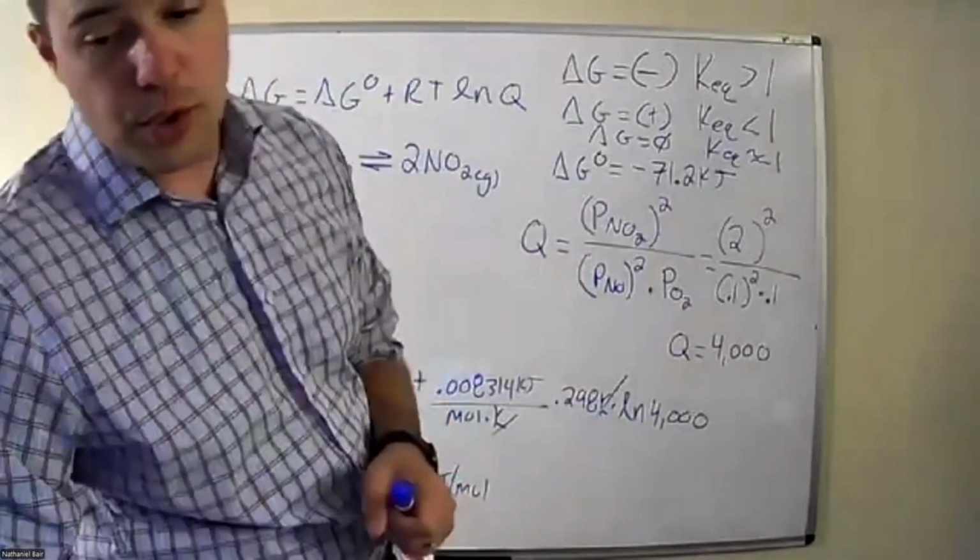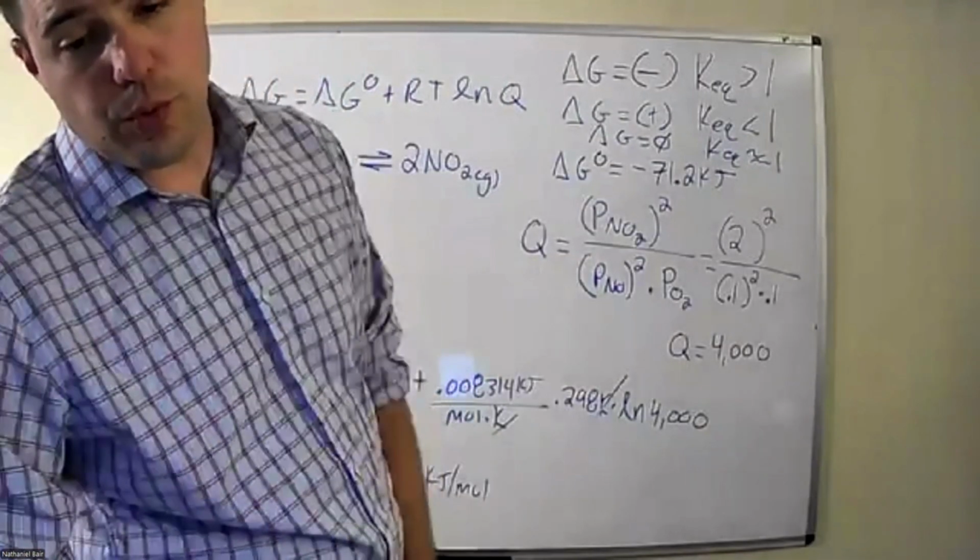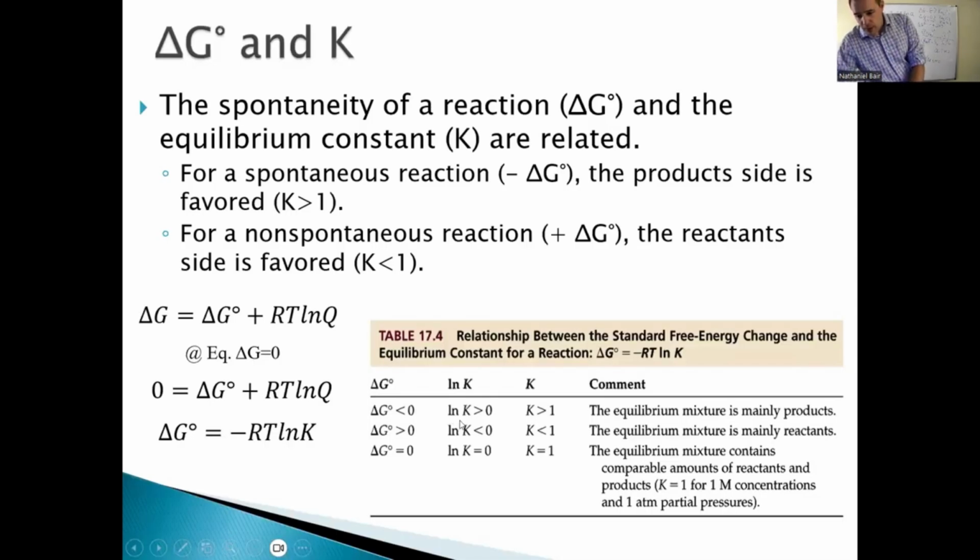Now, there is an equation that relates the two. So this table down here shows exactly what I was talking about. Ignore the natural log thing. You ain't got to think about that, right? But if delta G is negative, if it's spontaneous, excuse me, you're going to have a large equilibrium constant greater than 1. If delta G is positive, then you have an equilibrium constant less than 1. If delta G is 0, K is essentially 1.